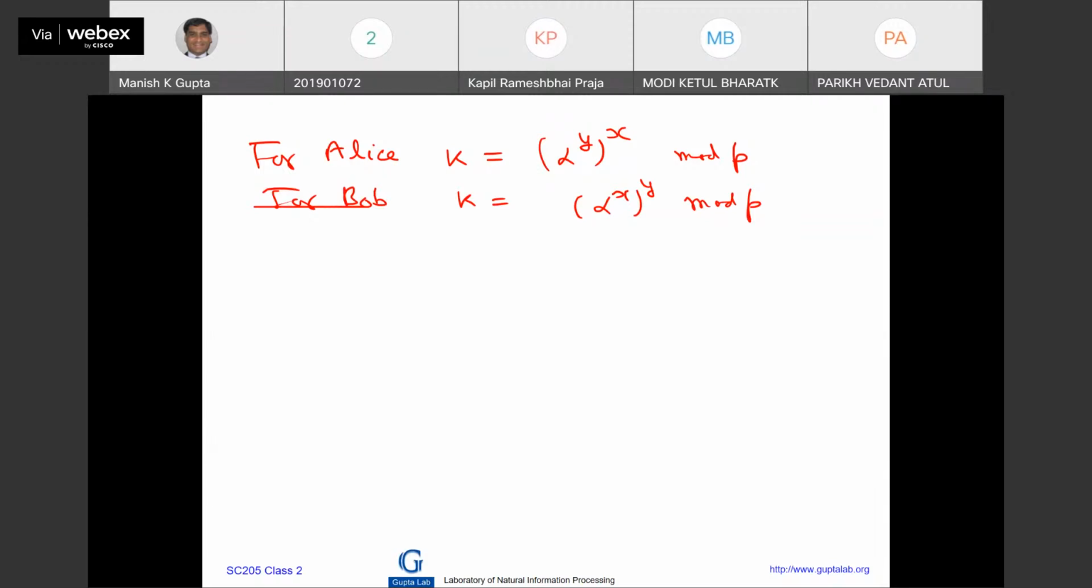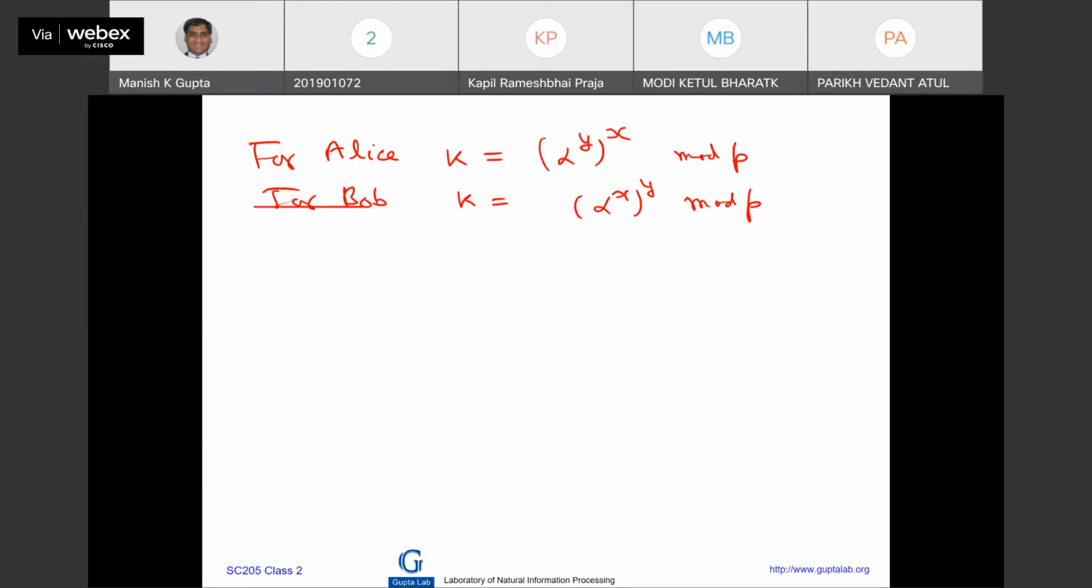Got it? Why is it difficult for anyone else? So what is communicated here? Alpha raised to x or alpha raised to y is communicated on a public channel. Somebody knows alpha raised to x, which is nothing but beta. Finding x is nothing but a discrete log problem. Similarly, if you know alpha raised to y, finding y is a discrete log problem. So we assume that it is infeasible in whatever group we are handling.